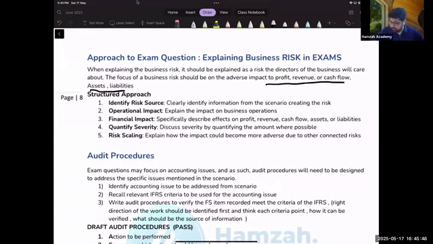So, structured approach: identify information from the scenario which is creating the risk. Now tell me, fire erupted at the business premises due to control weaknesses. Is it a business risk? No, it is not, because it has already erupted.